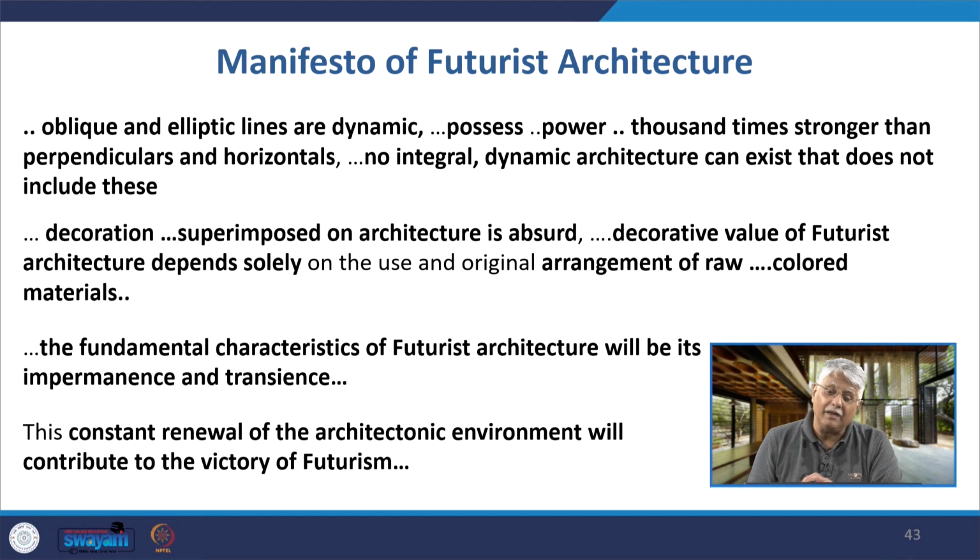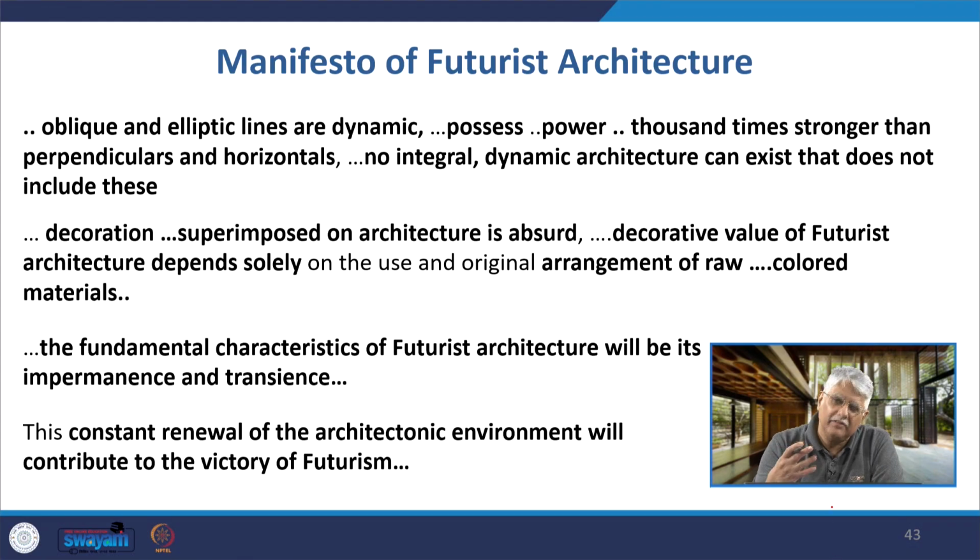Oblique and elliptical lines are dynamic. They possess power 1,000 times stronger than the perpendiculars and the horizontals. No integral dynamic architecture can exist that does not include these. Decoration superimposed on architecture is absurd. Decorative value of futurist architecture depends solely on the use and original arrangement of raw colored materials. The fundamental characteristic of futurist architecture will be its impermanence and transience. The constant renewal of the architectonic environment will contribute to the victory of futurism.